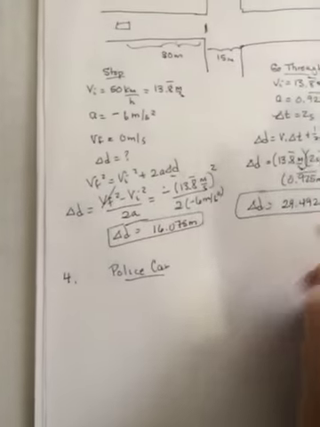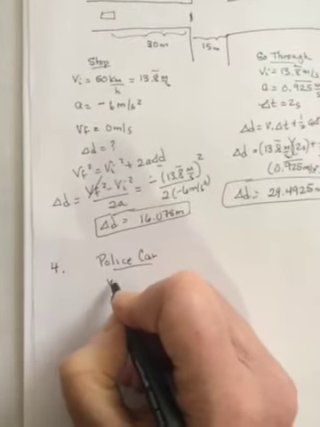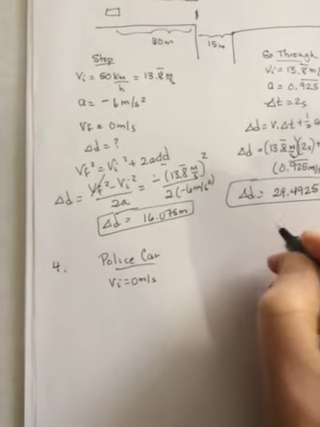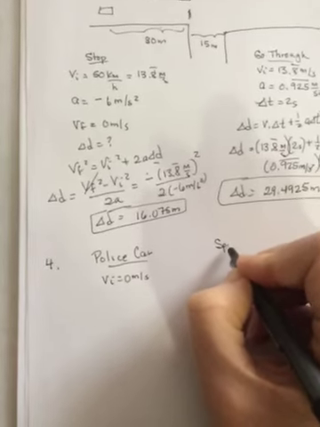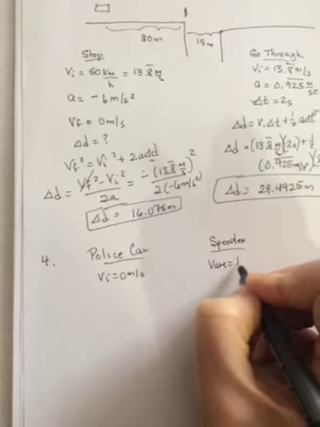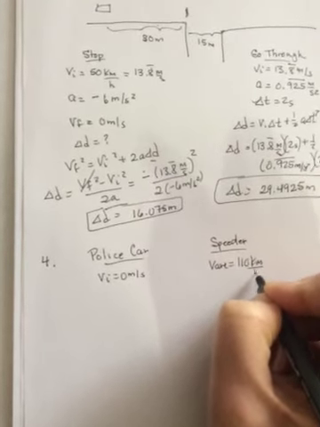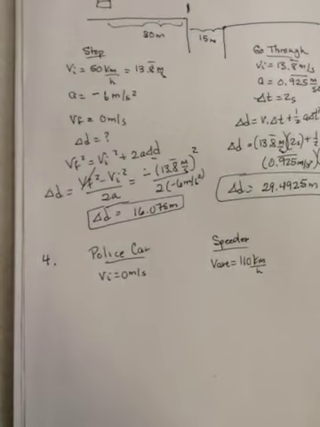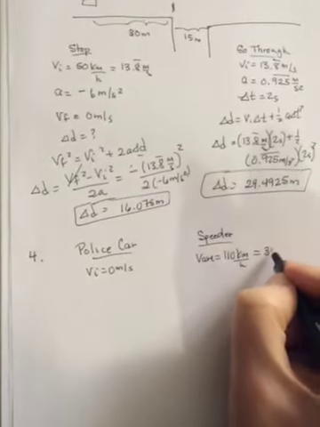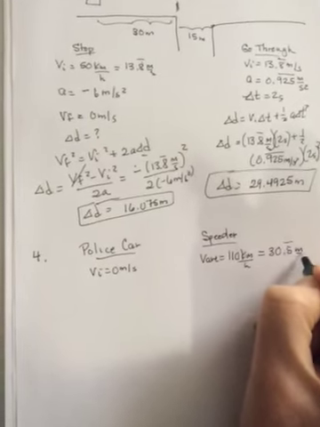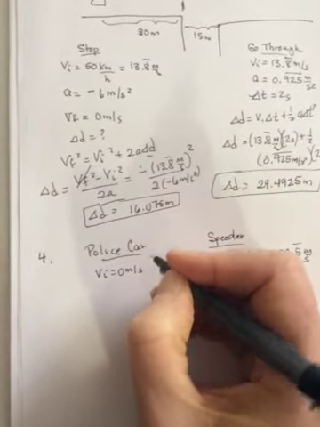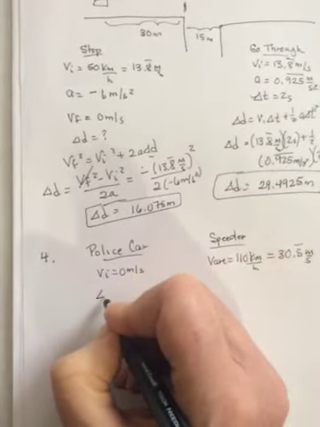A police car at rest, so VI is 0, is passed by a speeder who is traveling a constant 110 kilometers per hour. So speeder, constant, 110, which of course you need to change to meters per second. So divide by 3.6, and you get 30.5 repeating meters per second. The police car takes off in hot pursuit and catches up to the speeder in 700 meters.